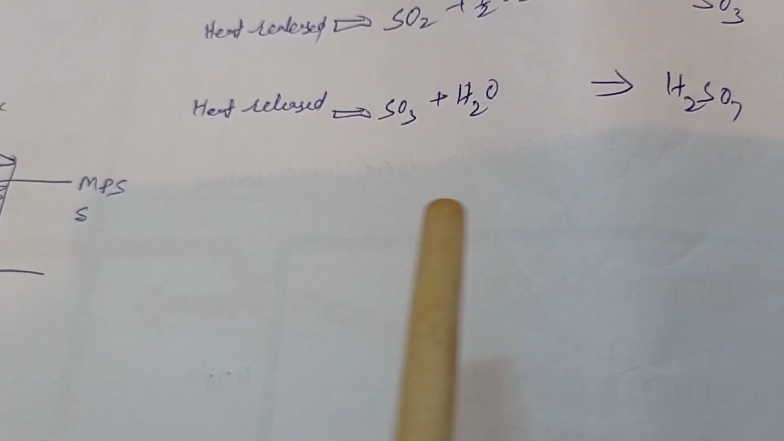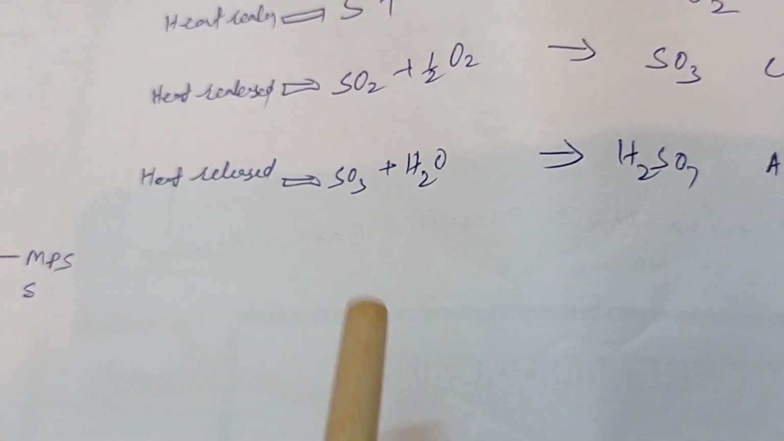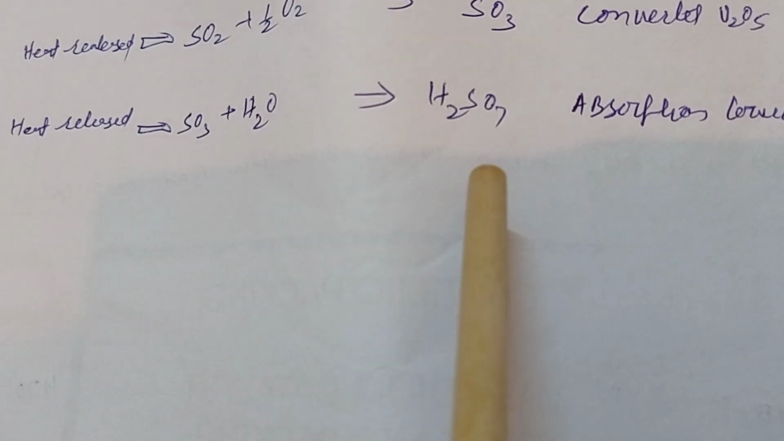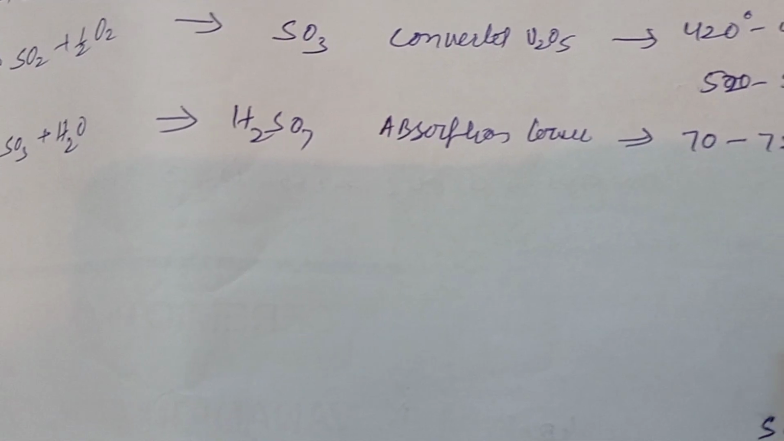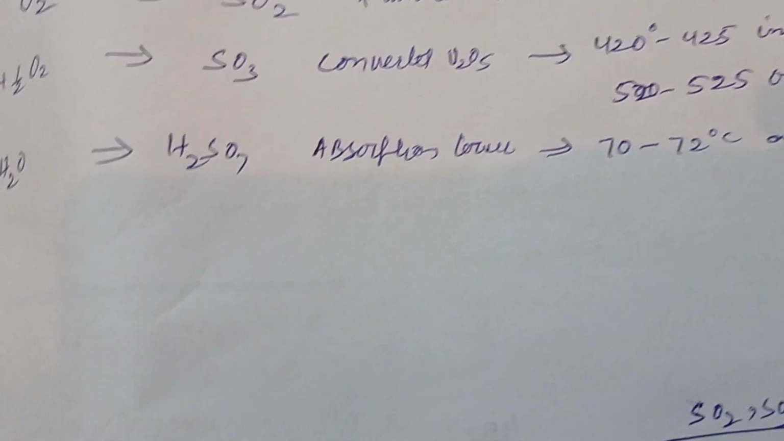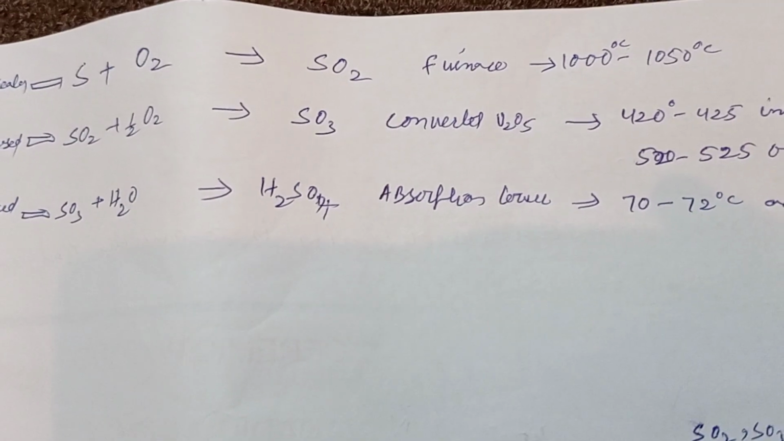From the converter, the reacted gas will be SO3. Then SO3 reacts with H2O to give H2SO4 in the absorption tower, and we maintain the temperature at around 70 to 74. This is H2SO4, not H2S2O7. H2S2O7 is oleum. H2SO4 is sulfuric acid. So this is about the reactions, and this is about the temperatures we maintain.